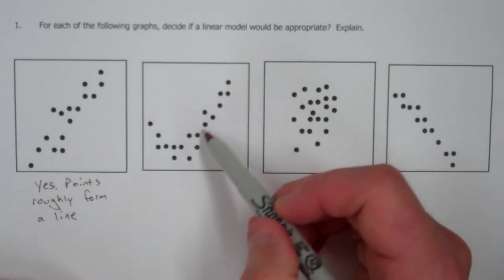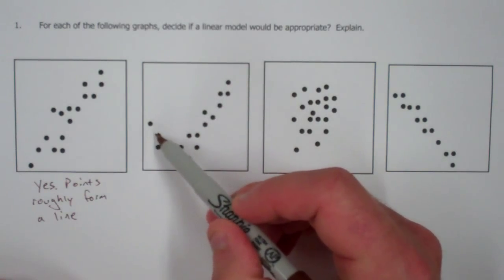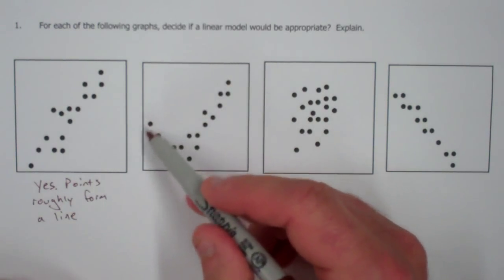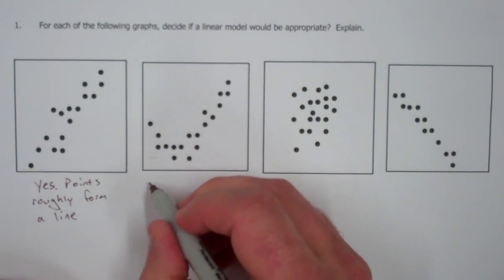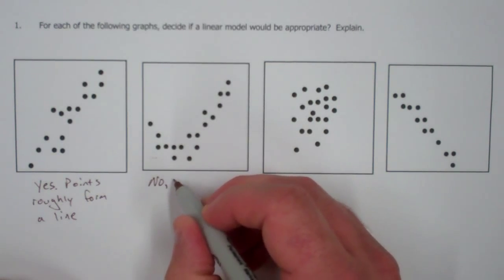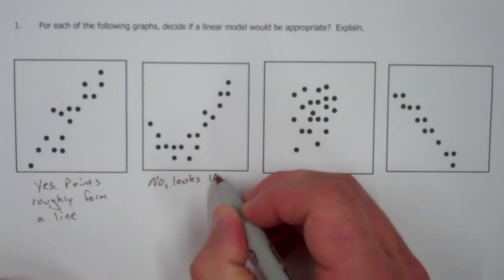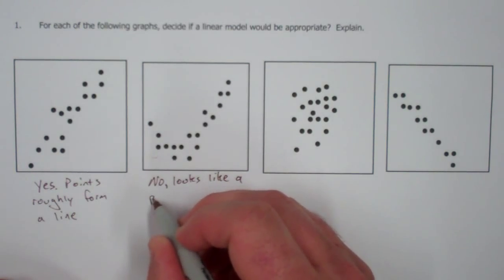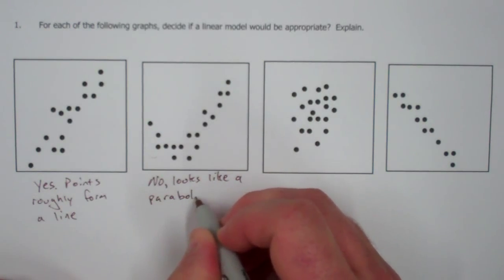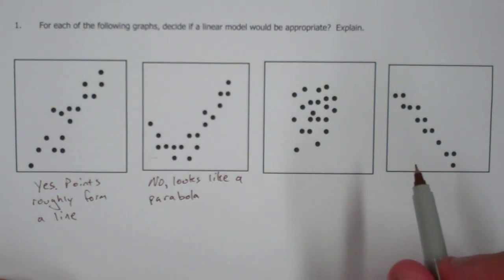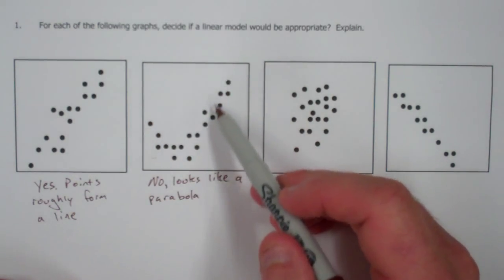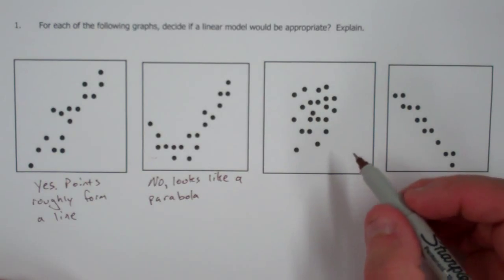This one, a linear model is not appropriate. Look at the curved shape here. These points would be down here somewhere. So we're going to say no, and I'm going to add something looks like a parabola. So those of you that have studied parabolas or quadratic equations, you'll know kind of what that shape is. It looks like a U or a rainbow.